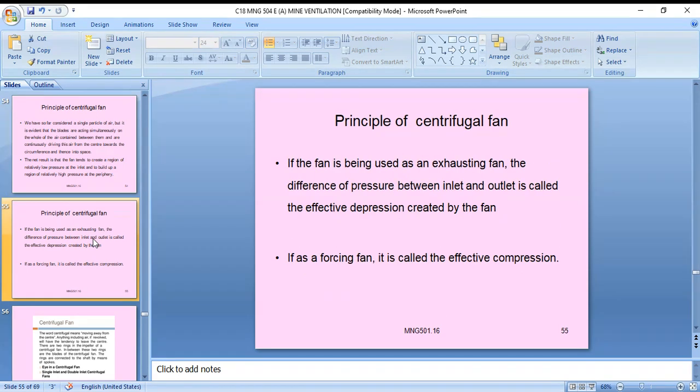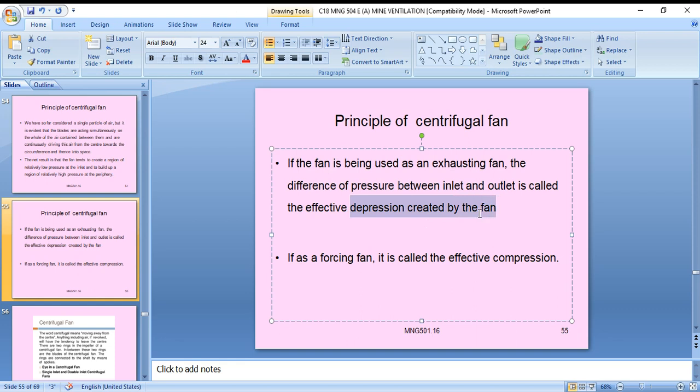If the fan is being used as an exhausting fan, the pressure difference between the inlet and outlet is called the effective depression created by the fan. So this word is very important. Creating the depression is the main cause of the functioning of the fan. In a centrifugal fan, it is only by creating the depression between inlet and outlet that the fan works.